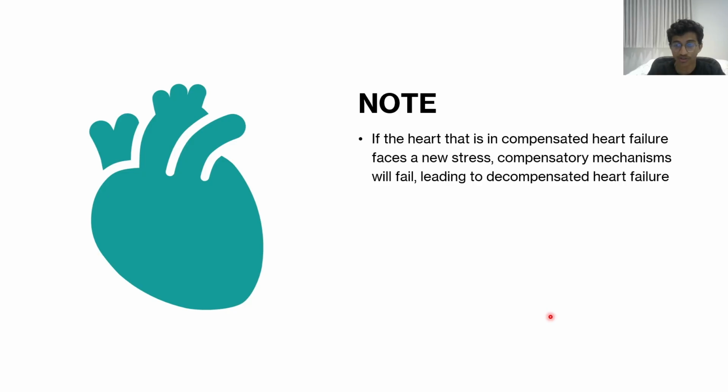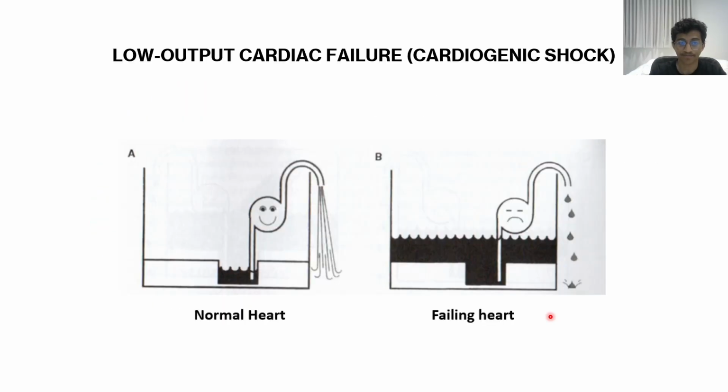So that will lead to decompensated heart failure, because they can barely keep the normal cardiac output at rest. If you add a new stress, they will fail. Now this is a normal heart. These are cartoons that kind of show what happens. Okay, now this is the normal venous return, and this is the normal pumping activity of the heart.